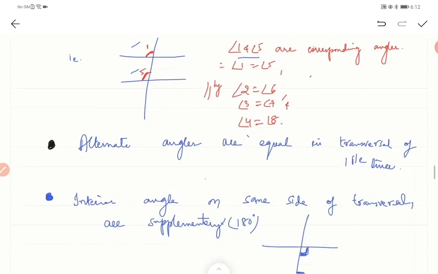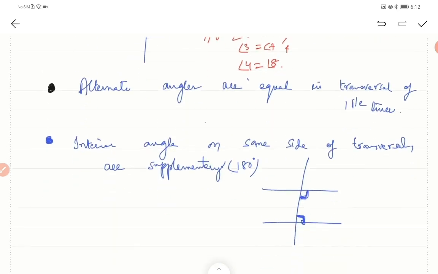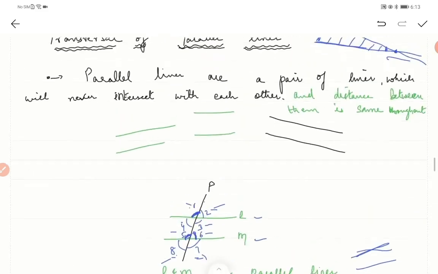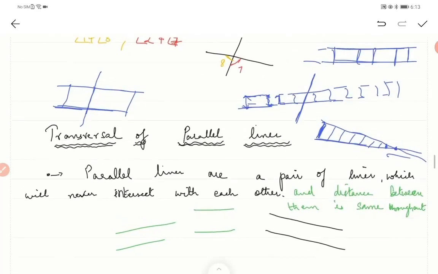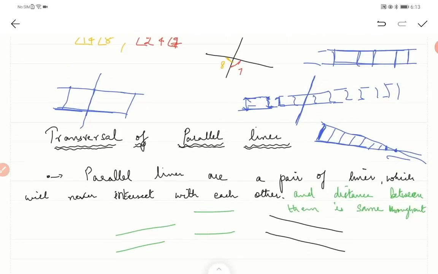And what about your interior angles on the same side of the transversal? That is, you have these two angles, and they are supplementary, and these two angles are also supplementary. So these are the small changes for the angles formed when a transversal is passing through parallel lines.